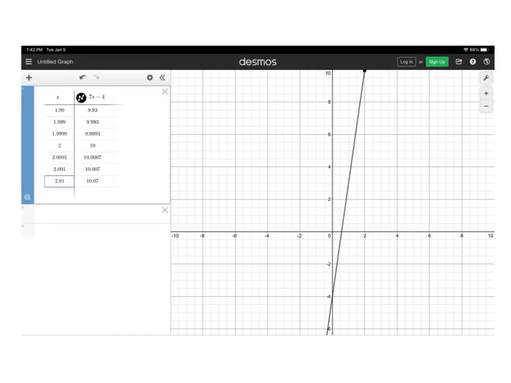For this problem, I also wanted to show you the table. I've created the table here, and you can see that as we're getting closer and closer to 2, our y values are getting closer and closer to 10, aren't they? So that supports what we just found with the graph.